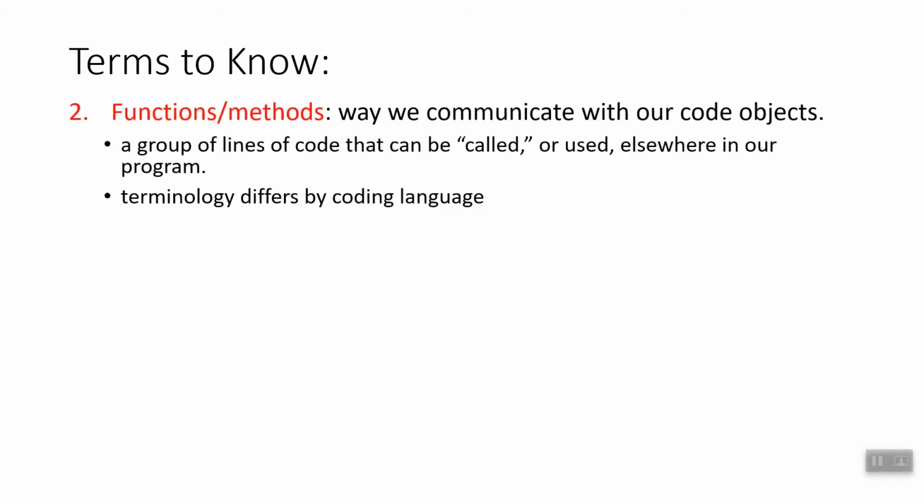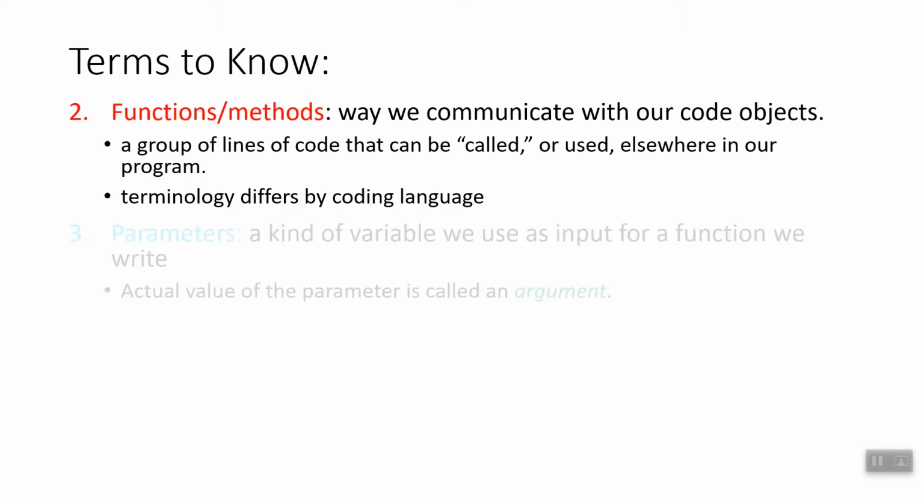Next is functions or methods. Although the terminology differs across coding languages, functions and methods are the ways we communicate with our code objects. A function is a group of lines of code that can be called or used elsewhere in our program.